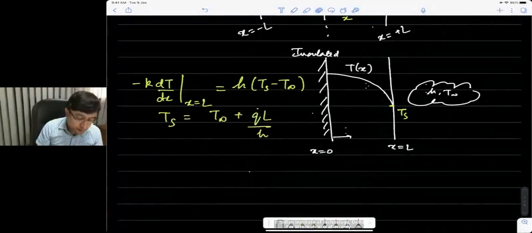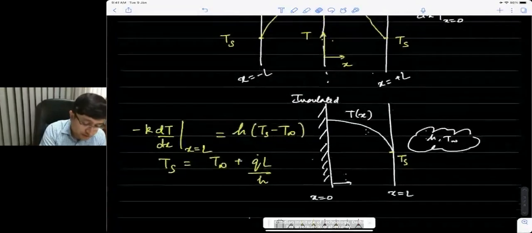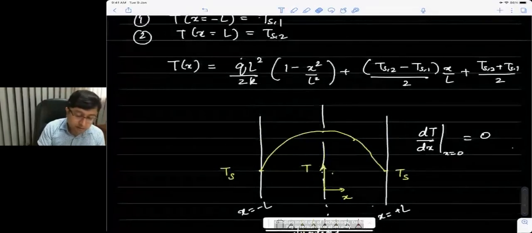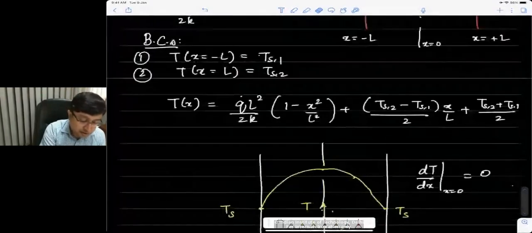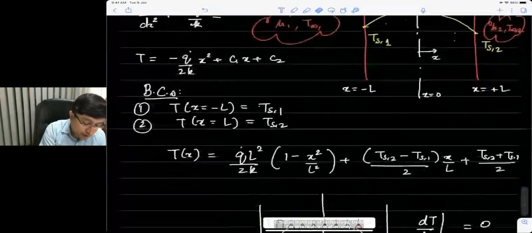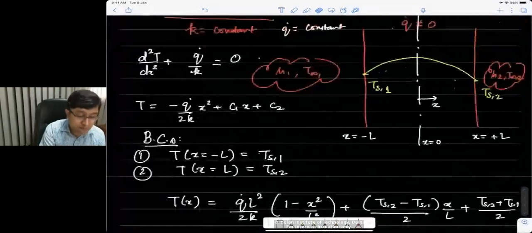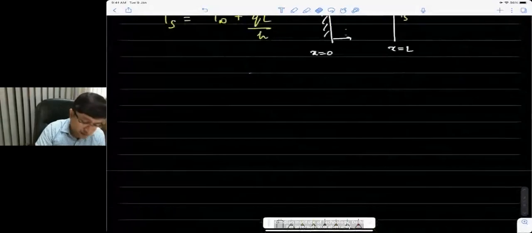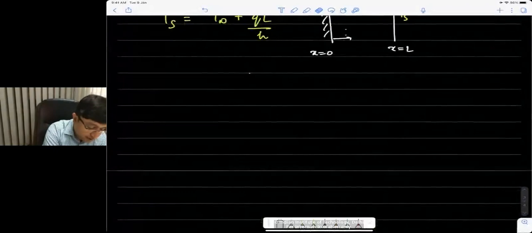The same solution can also be worked out by not starting from the differential analysis, but by doing an overall energy balance on this slab. So the overall energy balance approach works quite in the same way that we have been using it in other problems.